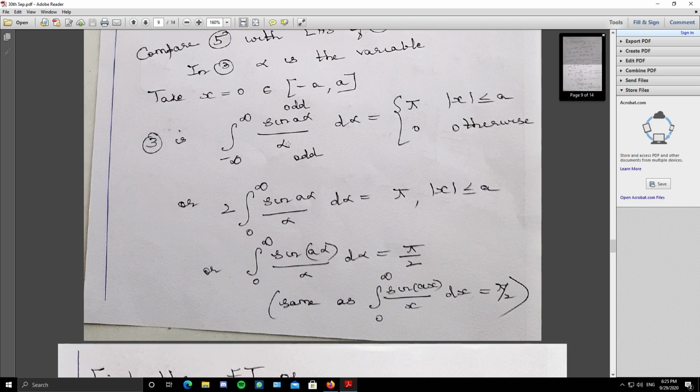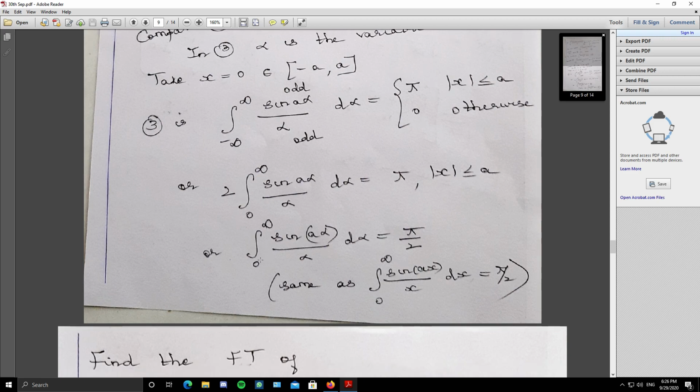So the sine function is odd, alpha is odd, odd by odd is even. So it is written 2 times integral 0 to infinity sin a alpha by alpha d alpha equals pi when mod x is less than or equal to a. This part is omitted, we are not interested in 0. And in the next step 2 is taken to the other side. So integral 0 to infinity sin a alpha by alpha d alpha is pi by 2.